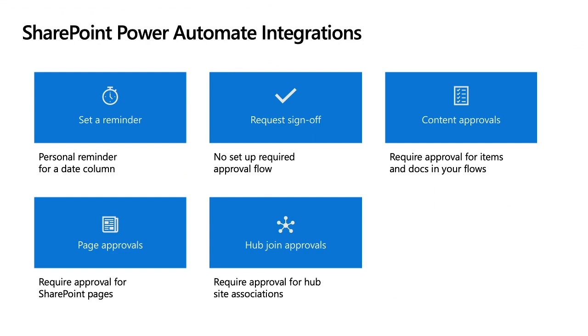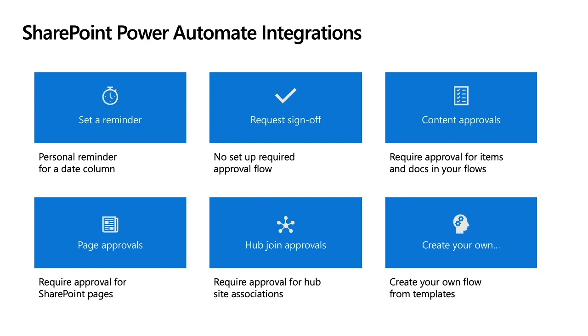Hub join approvals help you to easily manage your hub and allow which sites you want to get associated with. It's very helpful for site owners to understand who's requesting to join, look at the site that is requesting to join, and make a decision quickly. And if none of these scenarios are able to help you, we have the ability to create your own flow templates and build your custom processes and workflows in the Power Automate platform.